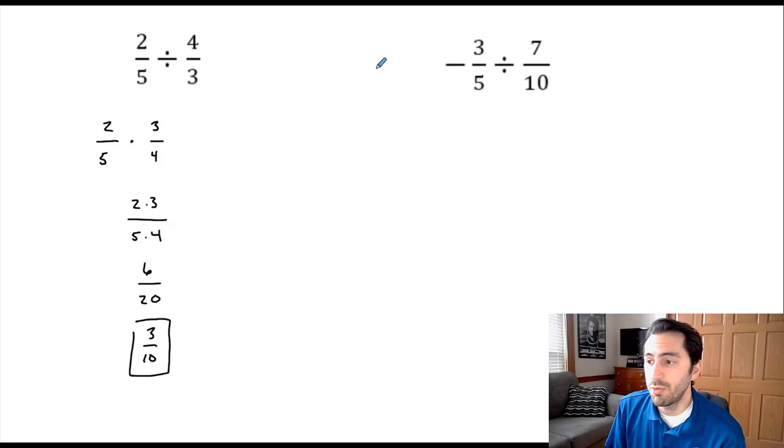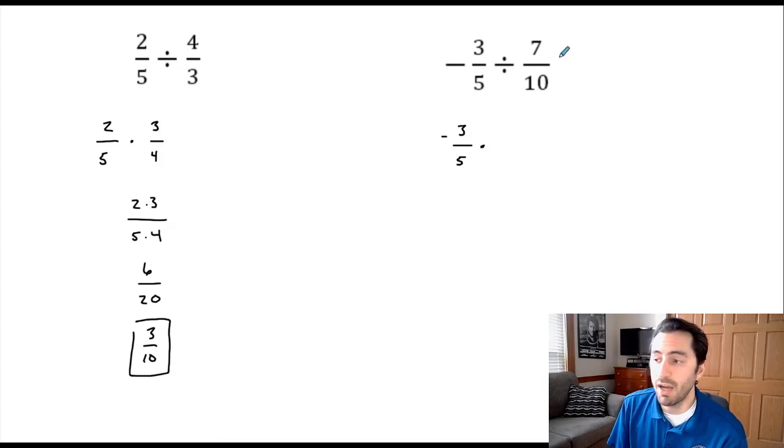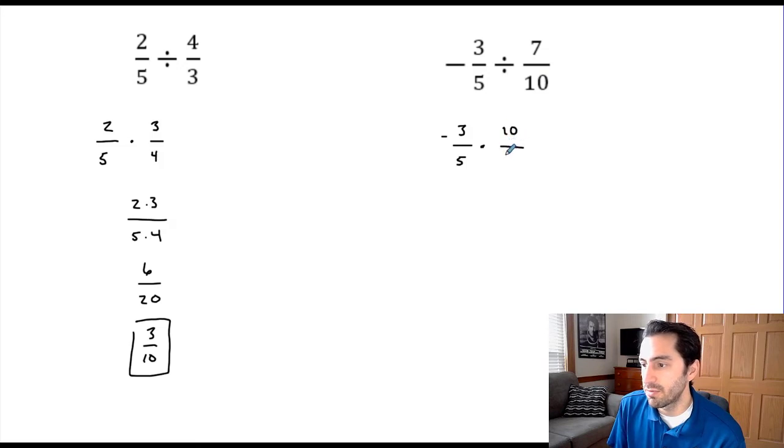Okay, let's go through that one more time. So my second example, -3/5 divided by 7/10. Again, our first fraction is going to stay the same. So this -3/5, and we change this to multiplication. And then our second fraction, whichever one we're dividing by, we're going to change that to the reciprocal. So we get 10 over 7.